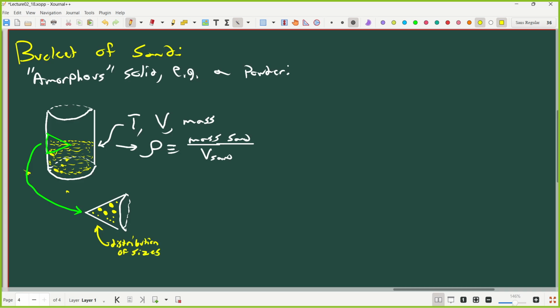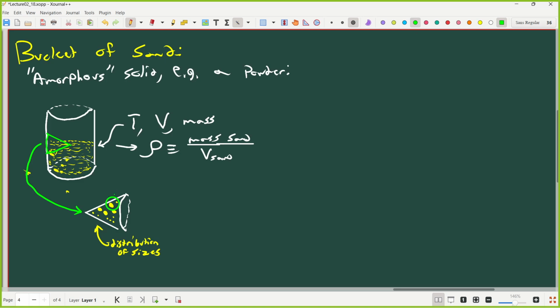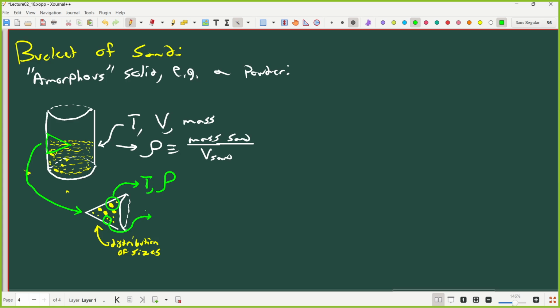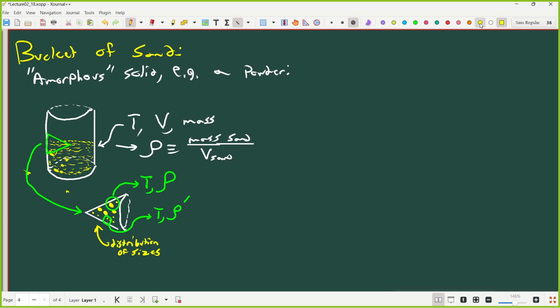So what if I take little chunks of this? If I take this chunk right here, well, first of all, it measures the same temperature, but it measures a density. But if I take this chunk right here, where all these little particles are sitting, the temperature might read the same, but you measure a different density. This is like the smallest. And this is the large particles.